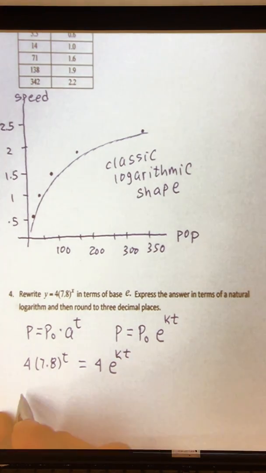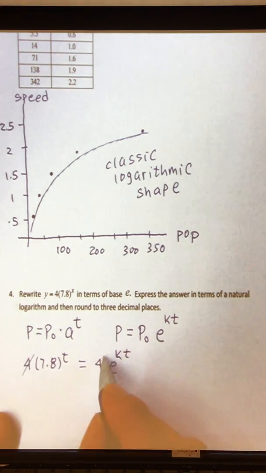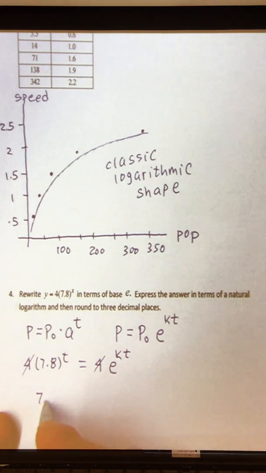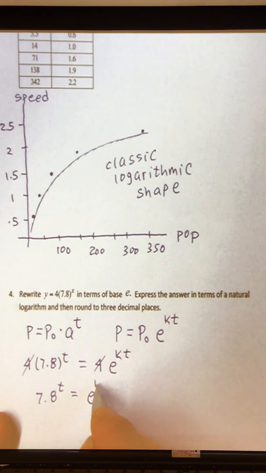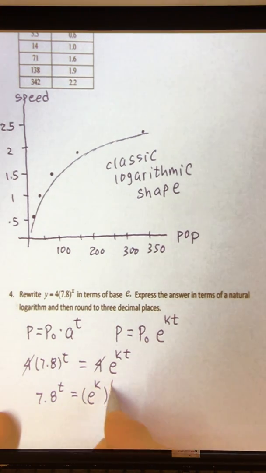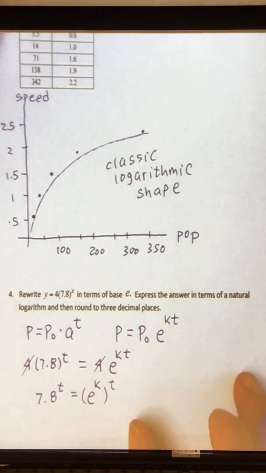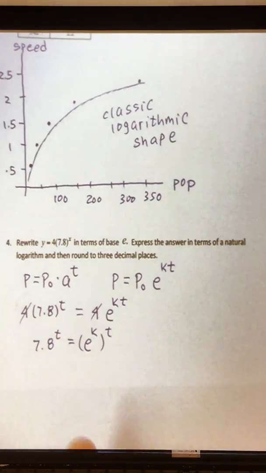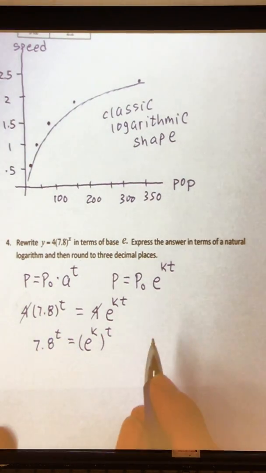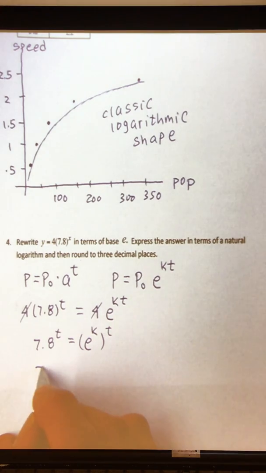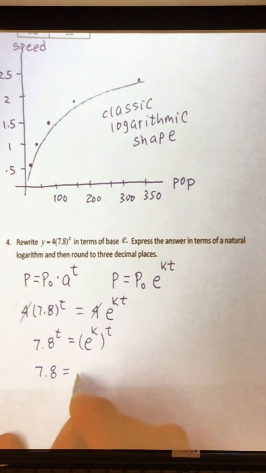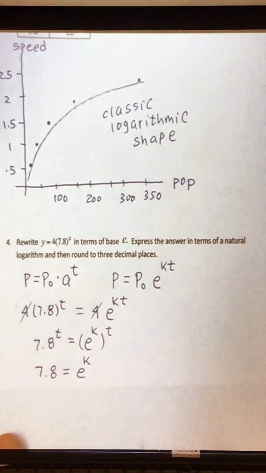What I'll do on the right-hand side, after dividing through by 4, is I will rewrite the right-hand side using a rule of exponents, e to the k, all to the t. And the reason why I did that is you have now t as exponent on both sides, which means the bases must be the same. So 7.8 must be equal to e to the k.